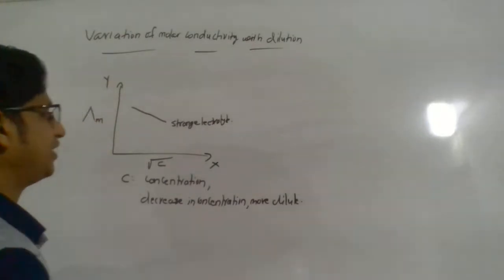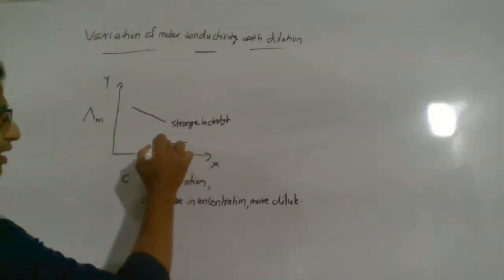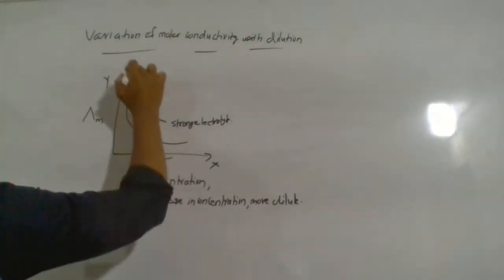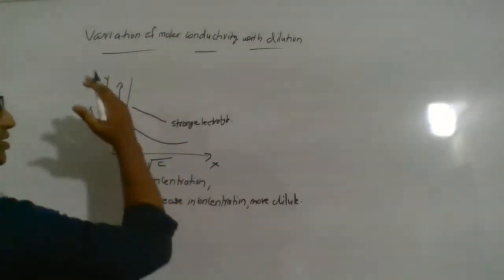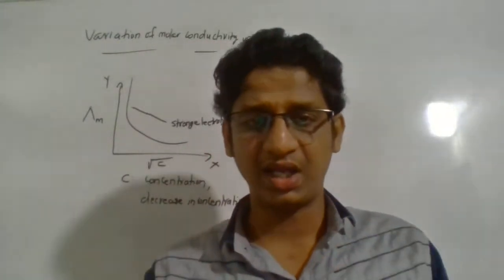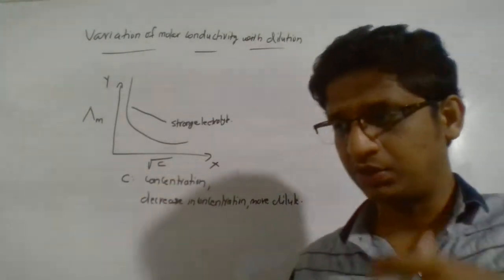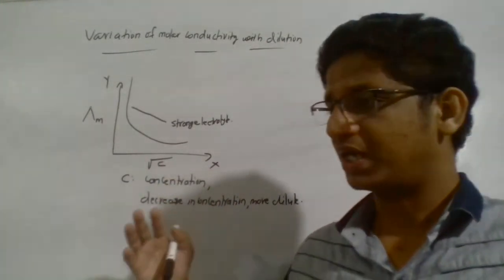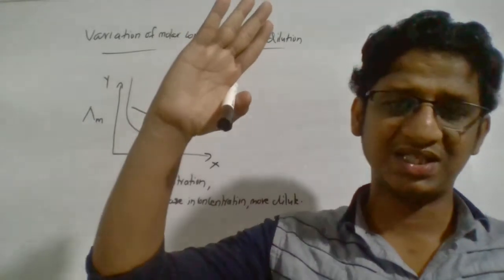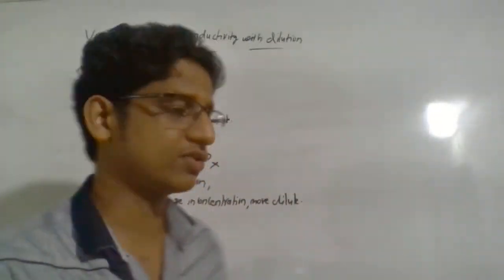Let us discuss the weak electrolyte. Definitely on dilution, molar conductivity increases. Now as more ions are ionized, the conductivity will be higher. Once more ions are furnished, conductivity increases rapidly. There is a rapid increase in the molar conductivity for a weak electrolyte.